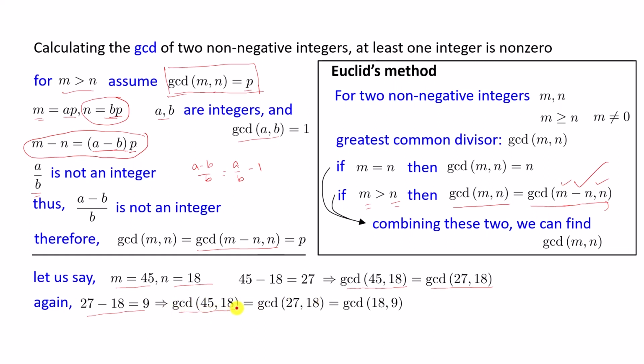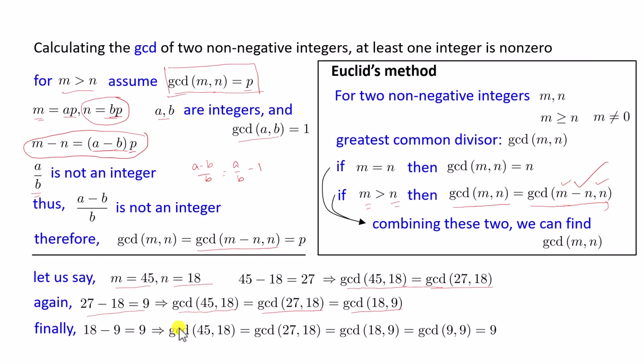So GCD of 45 and 18 is equal to GCD of 27 and 18. We have seen that before. And both of them are equal to GCD of 18 and 9. So we follow it once again. 18 minus 9 is 9. Therefore, GCD of 18 and 9 should be equal to GCD of 9 and 9.